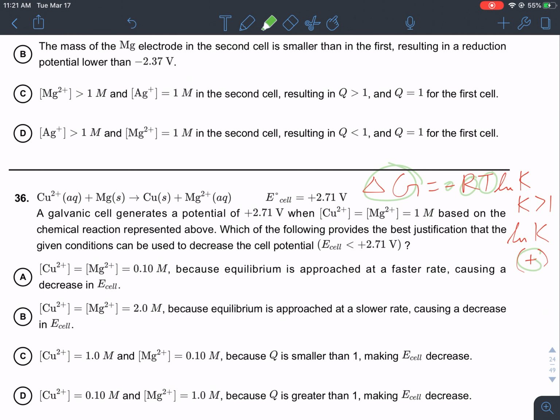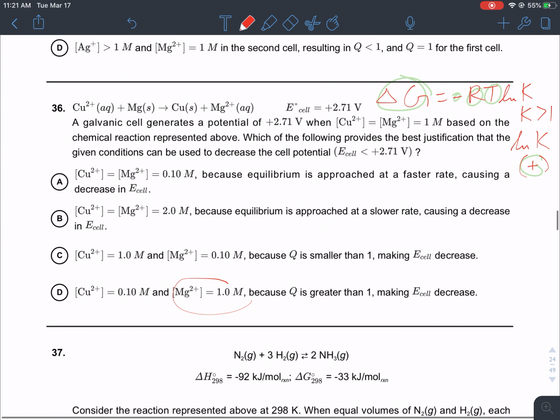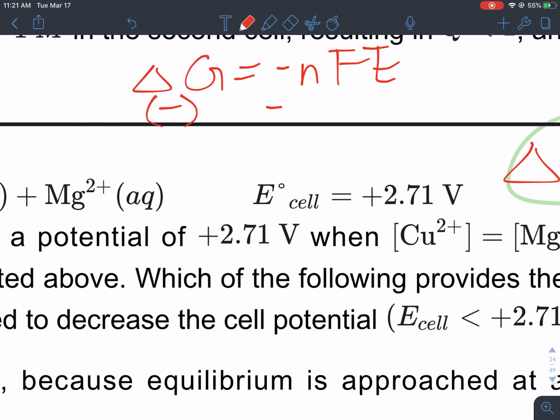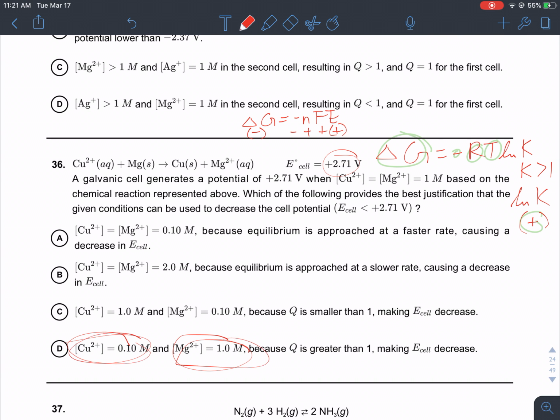By choosing the answer that had more product than reactant, you have a negative delta G. If you have a negative delta G, think about it in terms of this equation. You have a negative times a positive times a positive. E cell must be positive, which is what we're saying. E cell was positive. So for E cell to be positive, we must have more product than reactant. The correct answer is D.